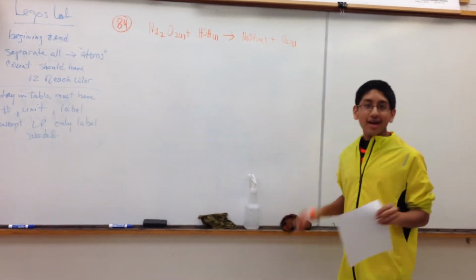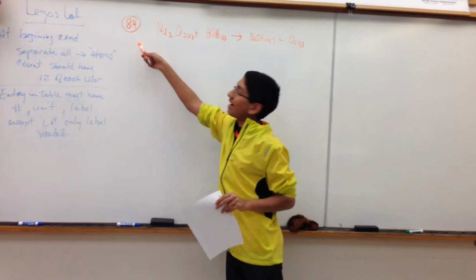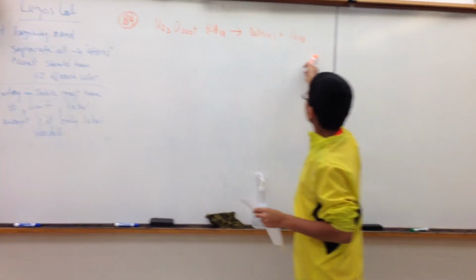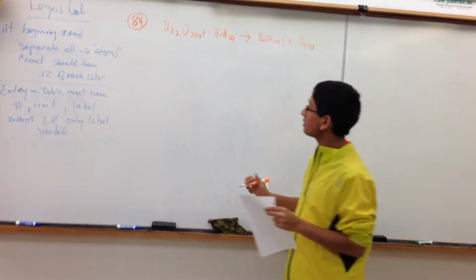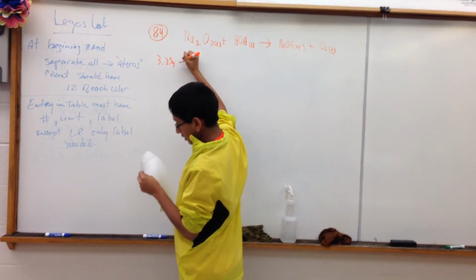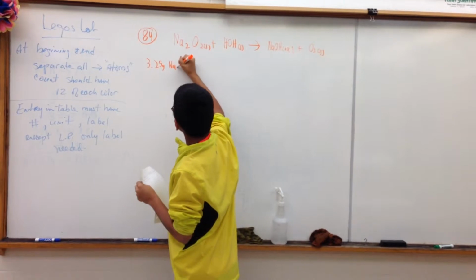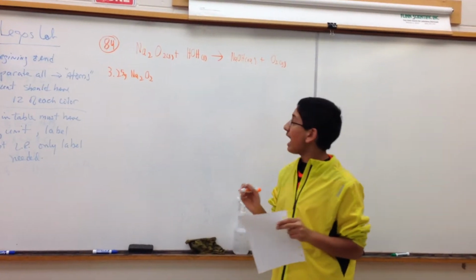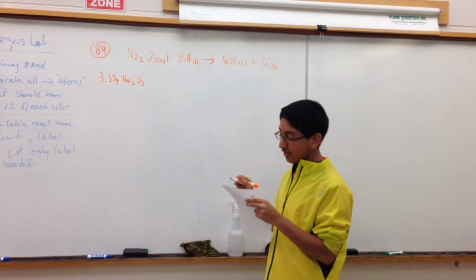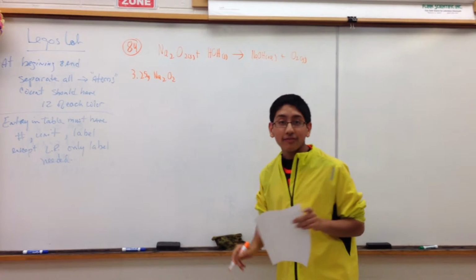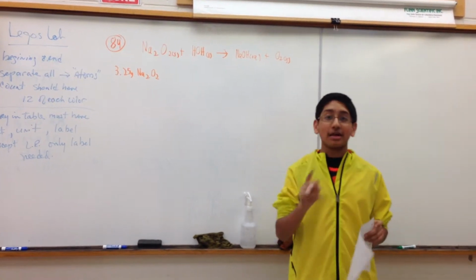Okay, so right now we're doing chapter 9 problems, and we're starting with number 84. They give us this reaction, and they give us 3.25 grams of sodium peroxide. We want to find how many grams of oxygen gas can be produced. Now the first thing we always have to do is balance the chemical reaction.